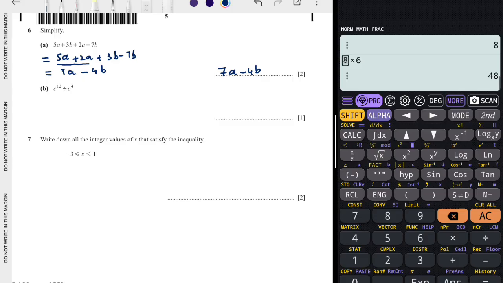c^12 divided by c^4. So according to laws of indices, a^m divided by a^n is equal to a^(m-n). So if bases are the same and there is a division sign, the powers are subtracted. So it will be c^(12-4) and the answer would be c^8.